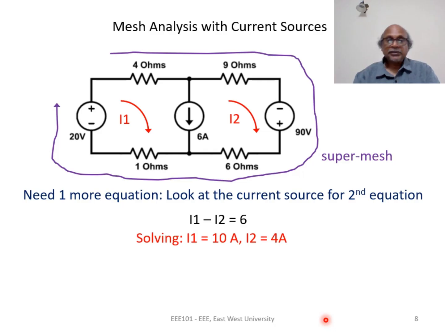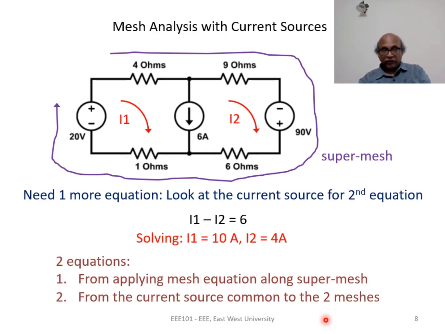We can summarize how to get two equations from a super mesh that contains two meshes. The first equation we get from applying the mesh equation along the super mesh, and the second equation we get by looking at the current source, which is common to two meshes.